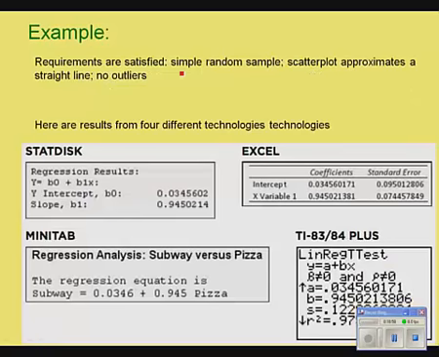Now, are the requirements satisfied? Yes, we have a simple random sample. Does the scatter plot approximate a straight line? I guess I should check that, huh? So we could do that. And are there no outliers? Well, yeah, we could do that.